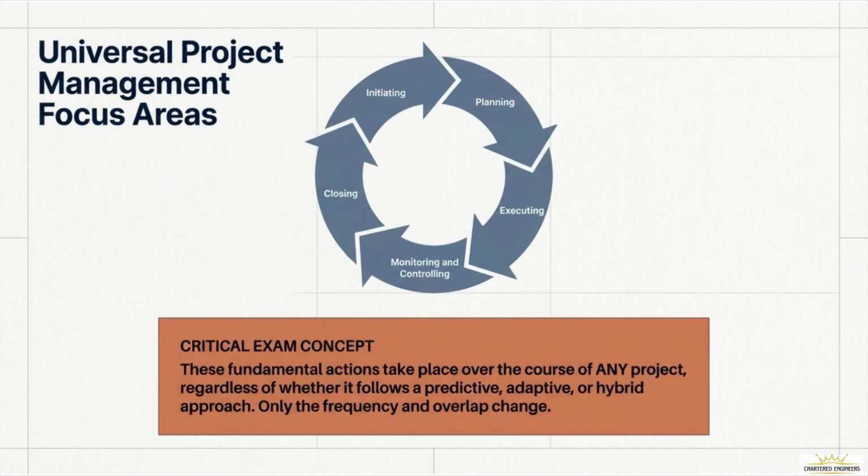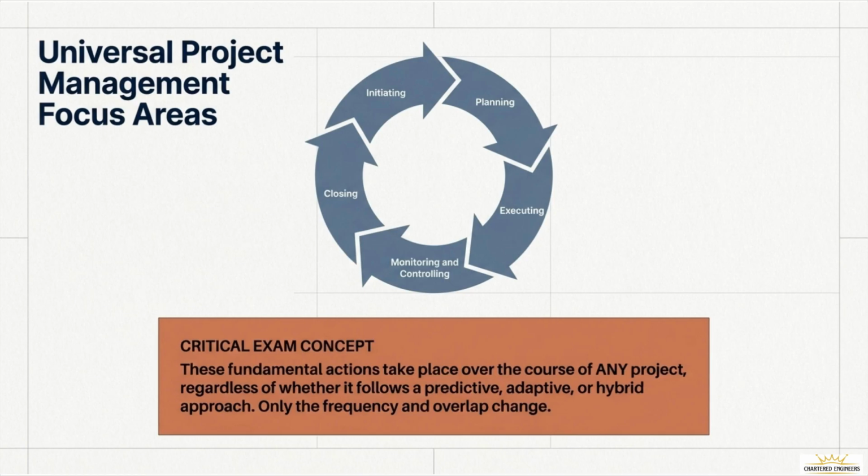A common mistake students make is thinking that if you go agile or adaptive, you stop doing things like planning or monitoring. This is a dangerous myth. There are 5 universal focus areas that exist in every project, regardless of the framework you use: initiating, planning, executing, monitoring and controlling, and closing. Think of these as the vital signs of a project. Whether you are building a doghouse or a space station, you still have to start it, initiating, figure out how to do it, planning, actually do the work, executing, make sure it's going well, monitoring and controlling, and finish it up, closing. The PMP exam will test your understanding that these are universal.